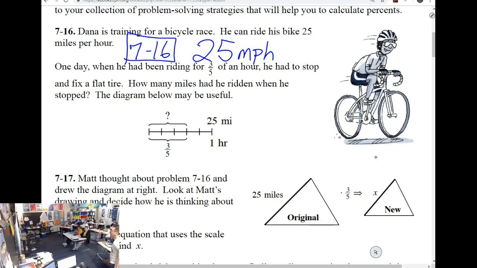Now one day, he'd been riding for 3/5 of an hour. And then he had to stop to fix a flat tire, which happens. Sorry, it's heating up in here. When you guys come into the classroom, it gets warm.